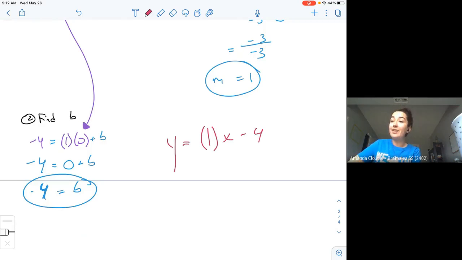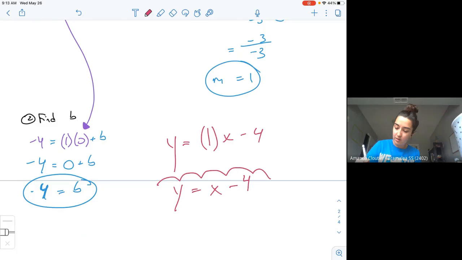Okay, the very last step that we're going to take care of, we don't really need 1 times anything, right? 1 times something is just the same thing. So we don't actually need to write the 1. It's redundant. I'm going to just leave it out. I'm going to say, well, then y is x minus 4. That is our final equation of the line between those 2 points. Okay, did you have any questions?